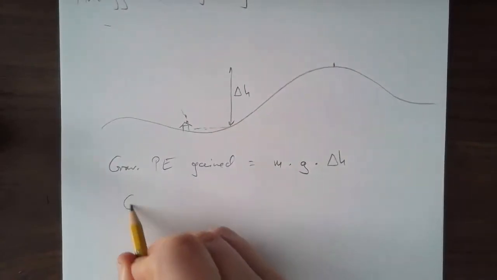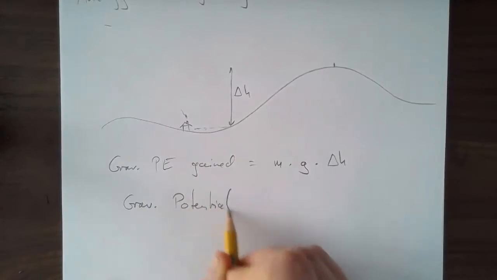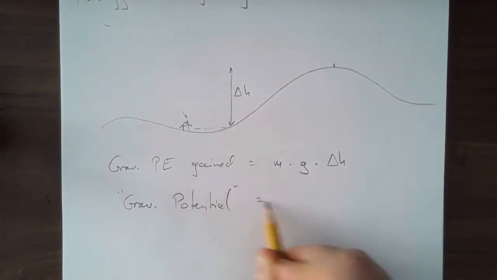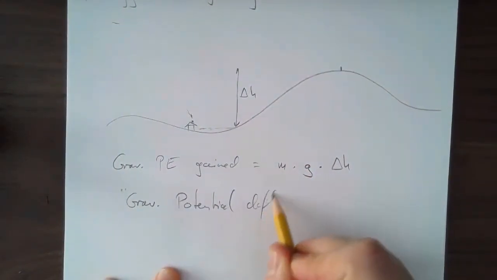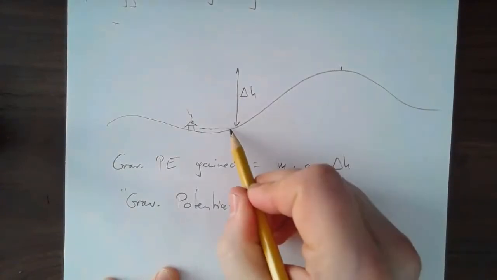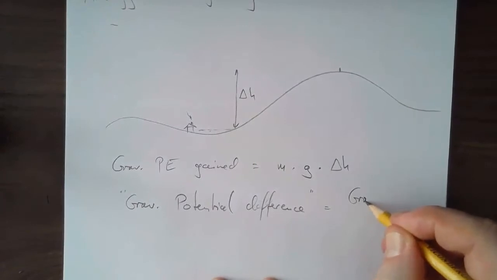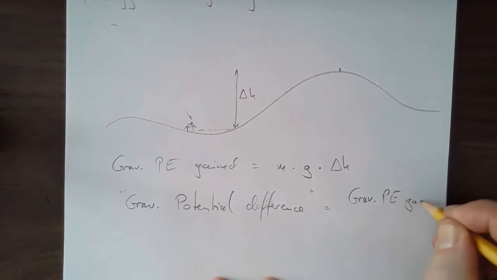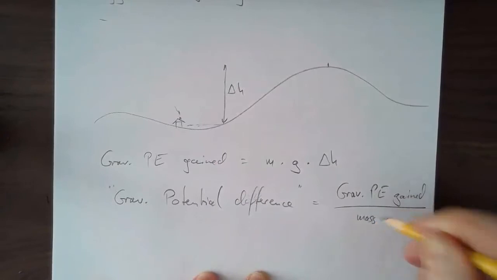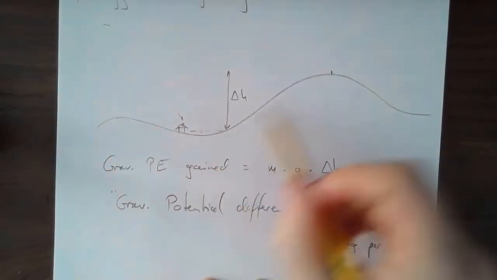So we can talk about the gravitational potential, not potential energy, or the gravitational potential difference, because it's the difference between the bottom and the top. And that would be the gravitational potential energy gained per mass, right? So, for example, per kilogram that I move up there.